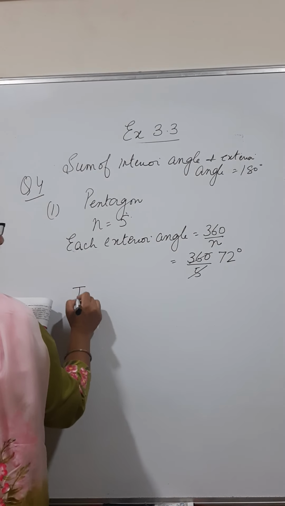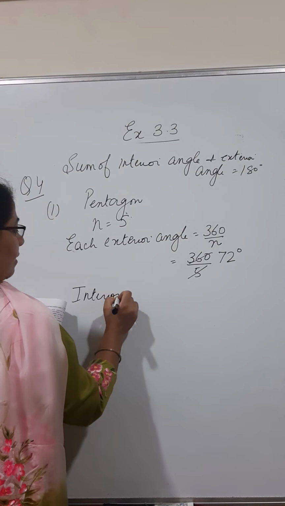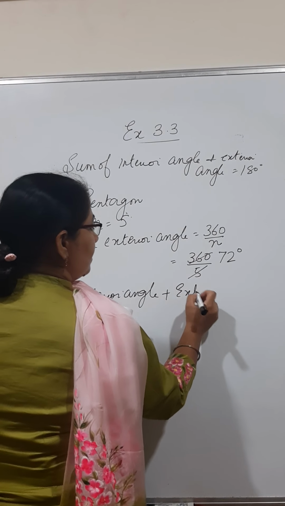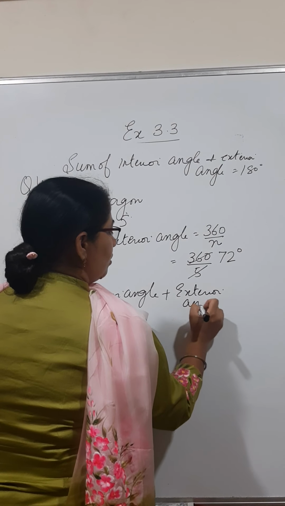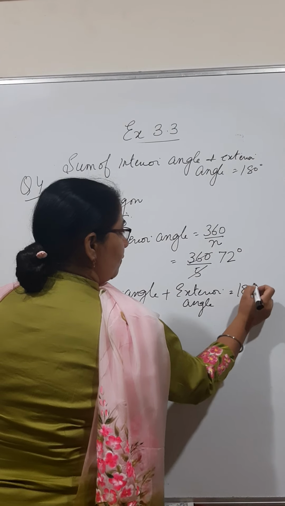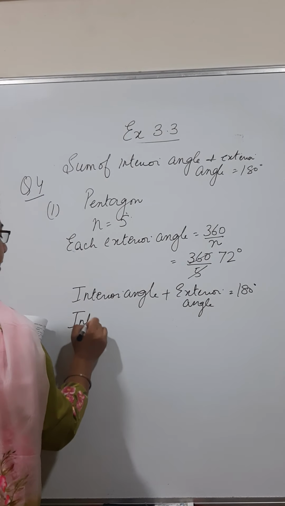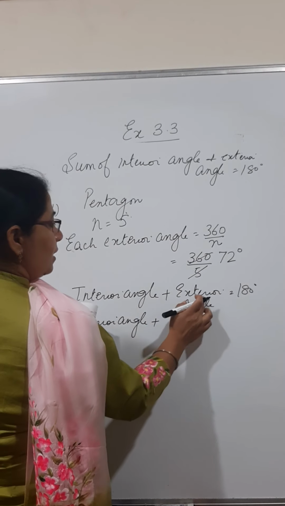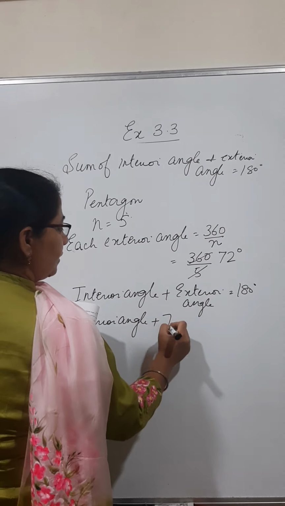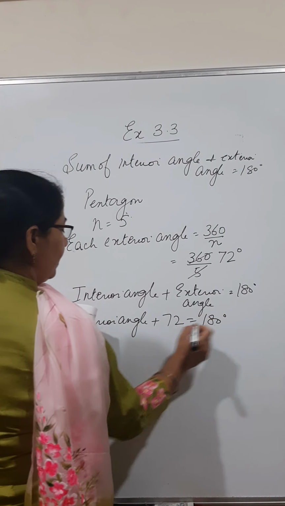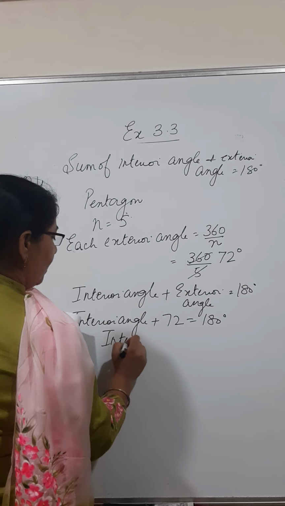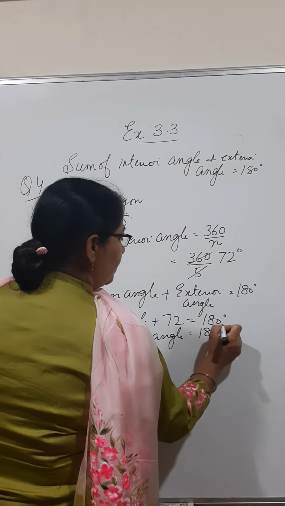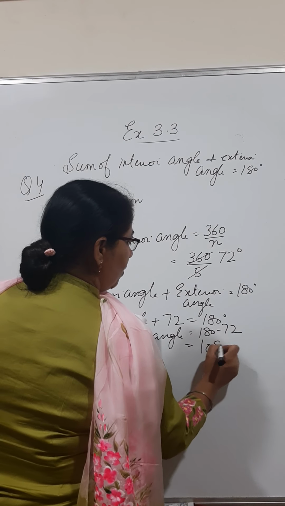So to find the interior angle, interior angle plus exterior angle, the sum is always equal to 180 degrees. Now you want to find the interior angle: interior angle plus the value of the exterior angle, which is 72, is equal to 180. So what will be your interior angle? My interior angle will be equal to 180 minus 72, which will be equal to 108.